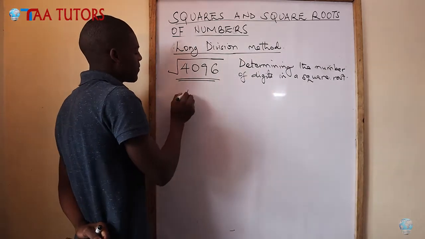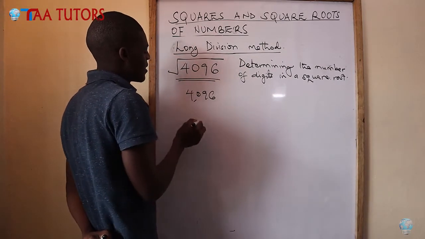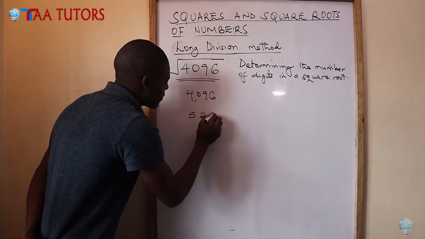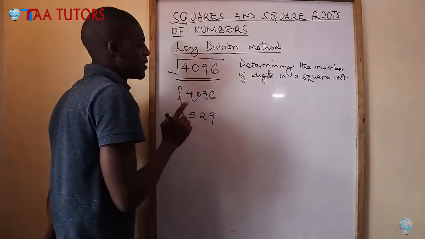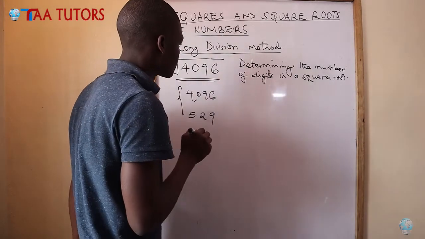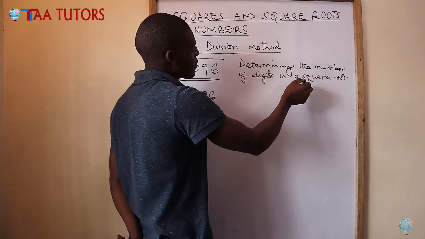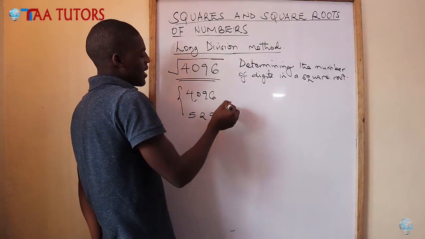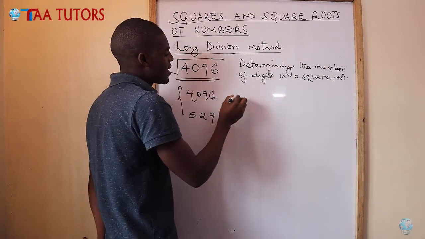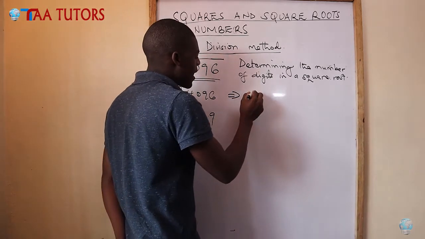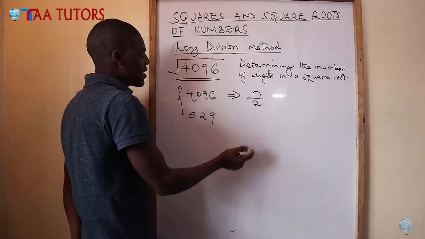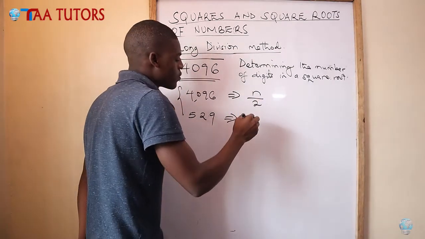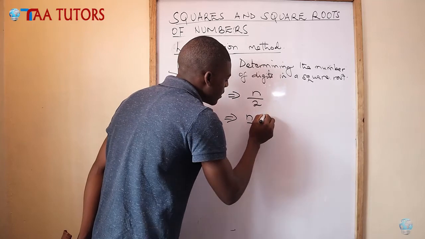If we have this one, 4096, then we have 529. We know both of them are perfect square numbers and they have square roots. But we can determine the number of digits in each square root before we start calculating it. This is how we do it. When we have a perfect square number with an even number of digits, then the number of digits in its square root will be n over 2. But when the number of digits in the perfect square number is odd, then the number of digits in its square root will be (n plus 1) divided by 2.